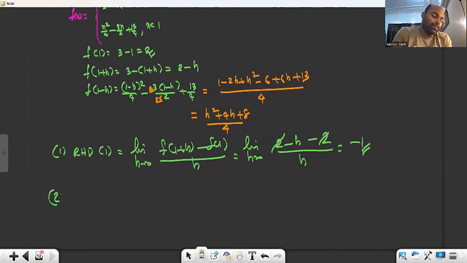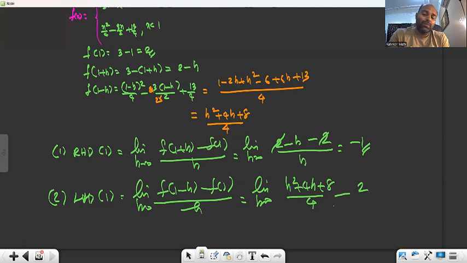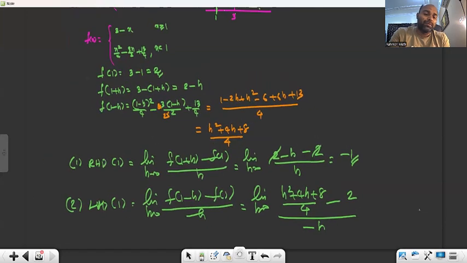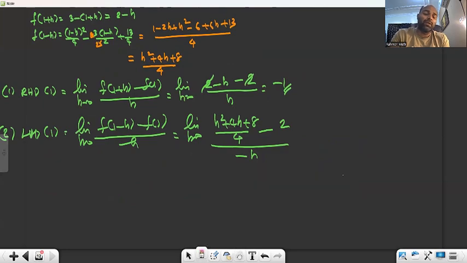Now what is LHD? LHD at 1 is limit h tending to 0, f of 1 minus h minus f of 1, by minus h. That is limit h tending to 0, h square plus 4h plus 8 by 4, minus 2, all divided by what? Minus h. Don't get confused. Now we have to take LCM. Then only the correct answer will come. Otherwise, it does not exist.